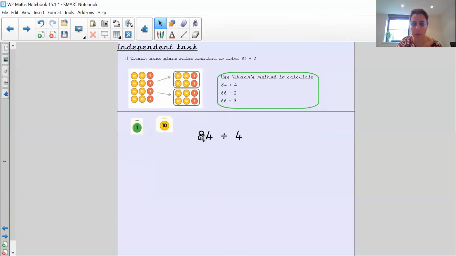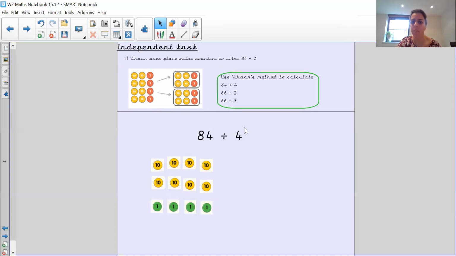So first of all, how many 10s have I got? Good, I've got 8 10s. So I've got them here. 1, 2, 3, 4, 5, 6, 7, 8. How many 1s have I got? Good, I've got 4 1s. 1, 2, 3, 4. Now, Vihan's first question up here, he had divided by 2, so he had 2 groups.